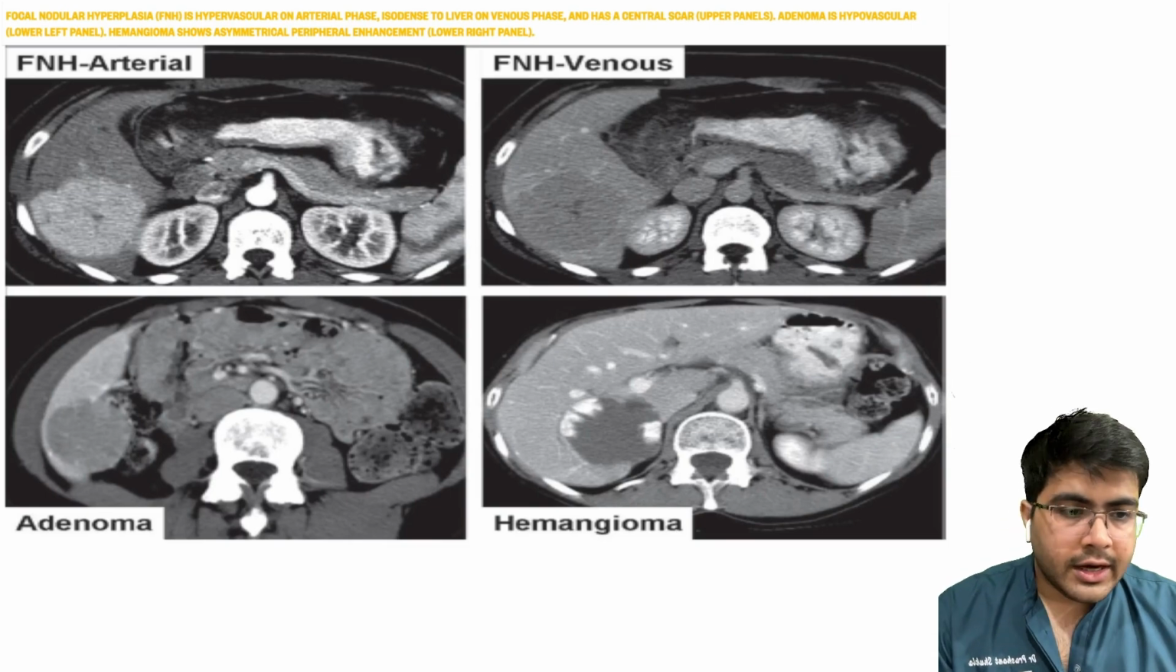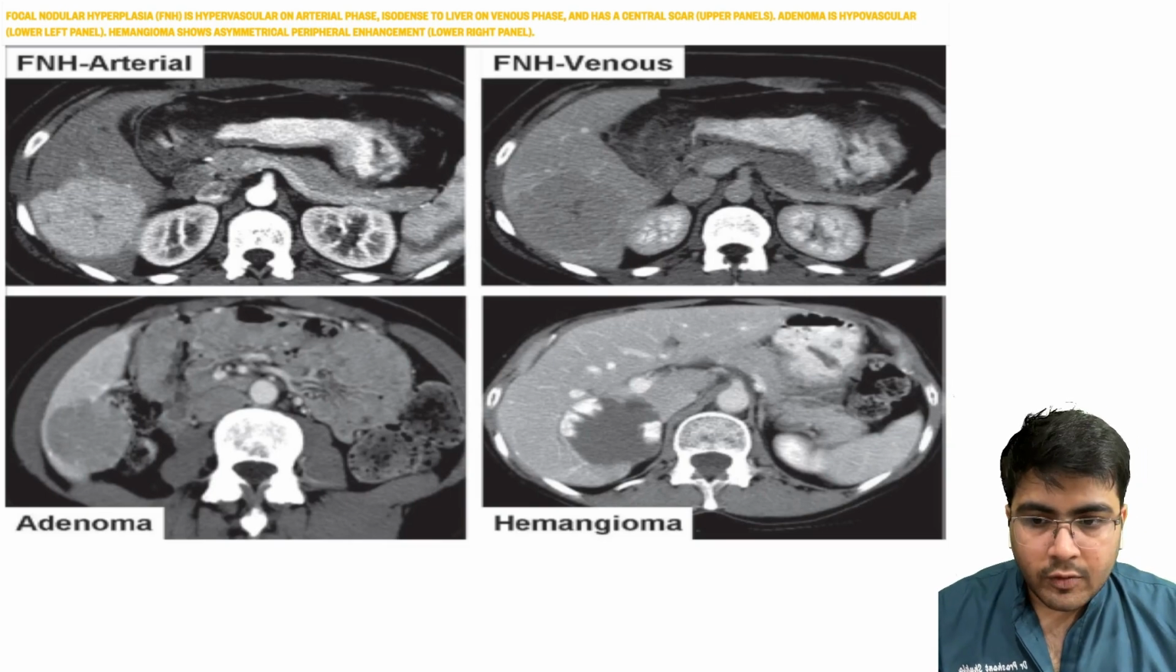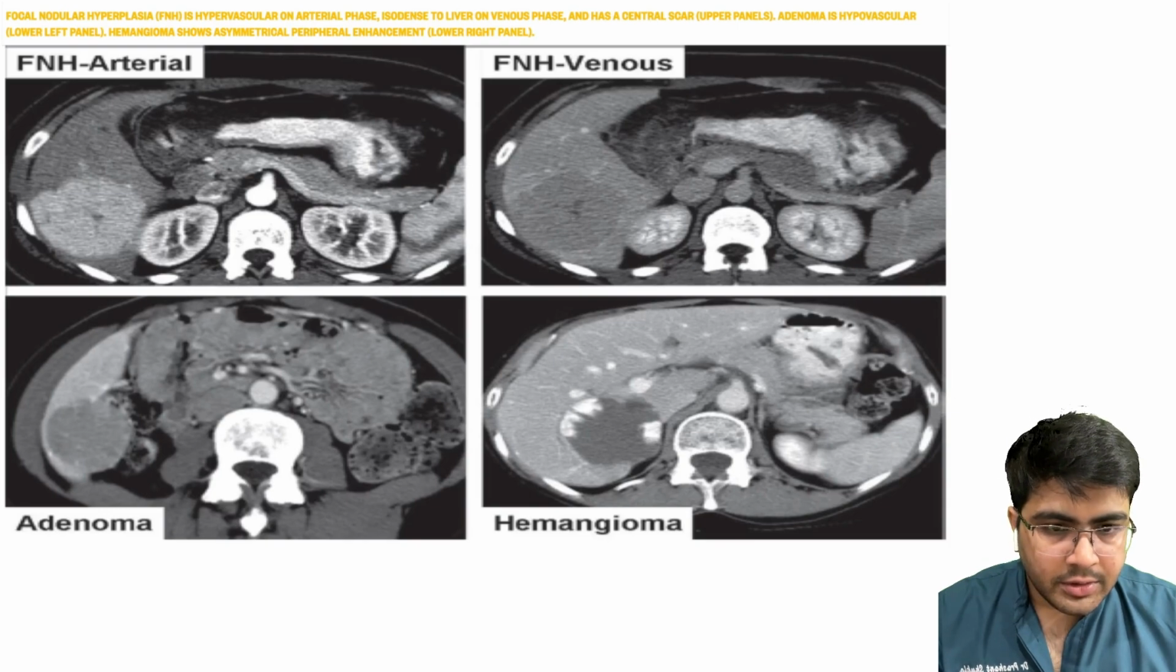Okay, coming to the adenoma. Adenoma is hypovascular, and as you can see the adjoining liver tissue is illuminated with the contrast but not the adenoma. And the hemangioma has an asymmetrical peripheral enhancement, that is classical of hemangioma.